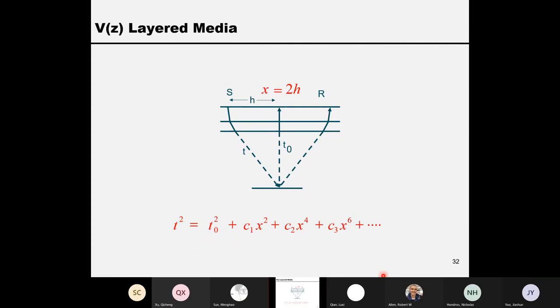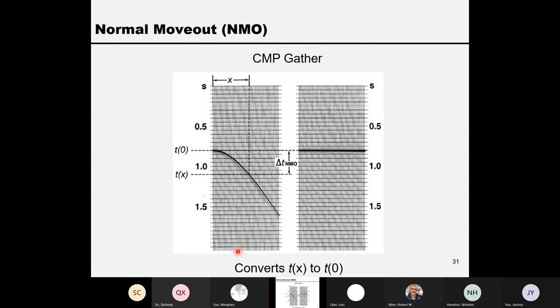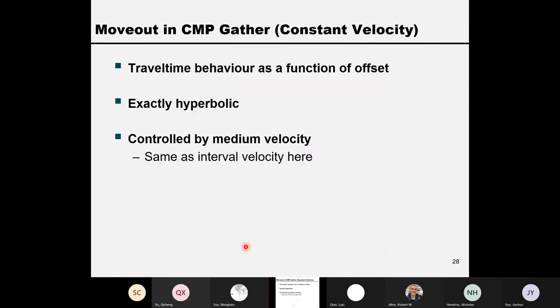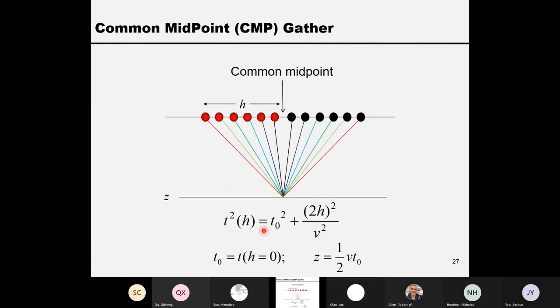But if you use a Taylor expansion, you end up with t squared equal to t naught squared plus second order, fourth order, sixth order terms of offset, right? Each has different coefficients. If we truncate here, you can see you have t squared equal to t naught squared plus something times x squared. You see that? So if we do the second order truncation, this Taylor expansion formula becomes this formula. Can you see that? This is how it occurs.